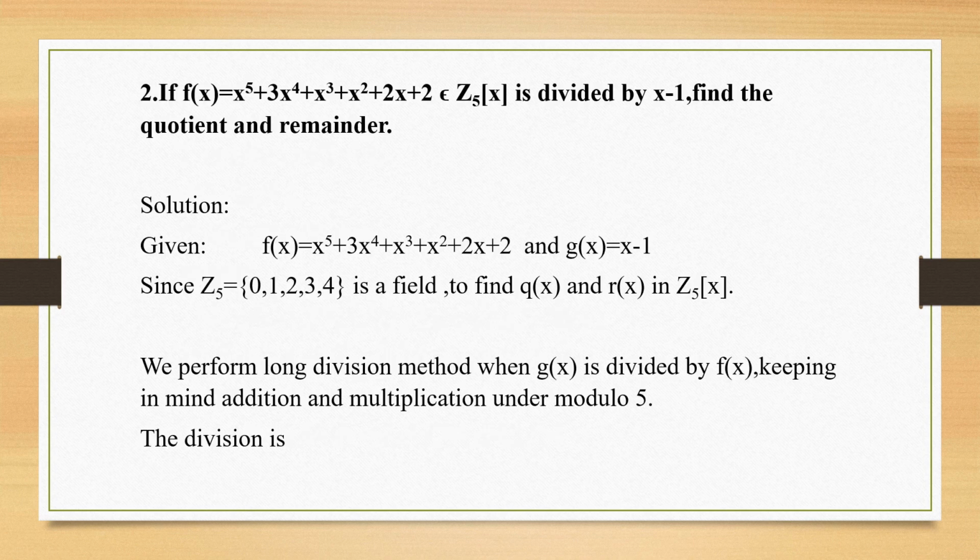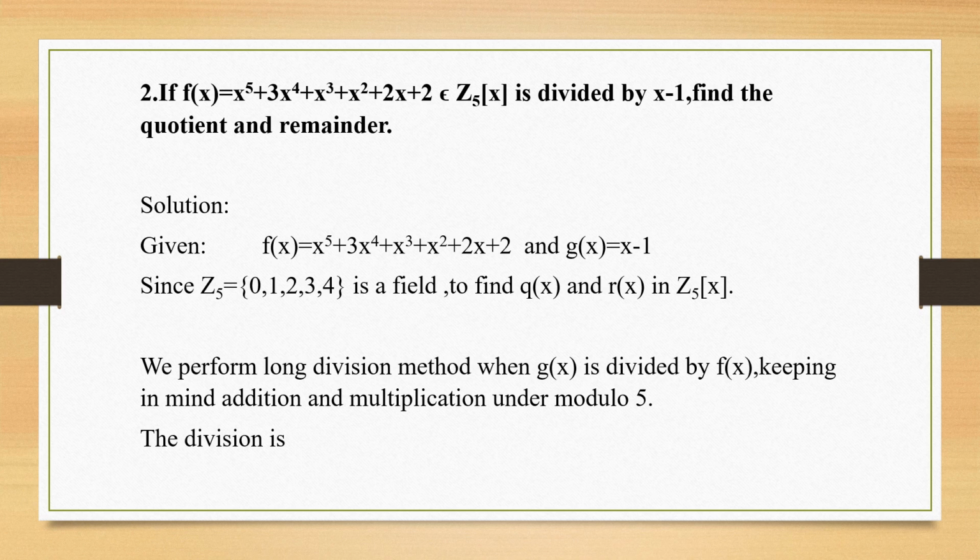So we move on to the second problem. If f(x) = x^5 + 3x^4 + x^3 + x^2 + 2x + 2, which belongs to Z5[x], is divided by x - 1, find the quotient and the remainder. Solution: given f(x) is a fifth degree polynomial divided by a first degree polynomial.